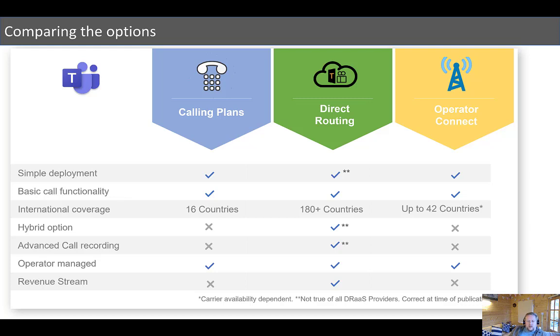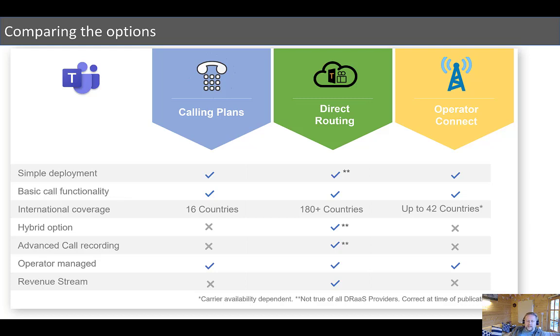So there is variation there as to what degree that direct routing provider operates and manages and owns that infrastructure. So that's something to be mindful of and look into when you're choosing a direct routing provider. How much of that infrastructure is theirs and what are they relying on from others?